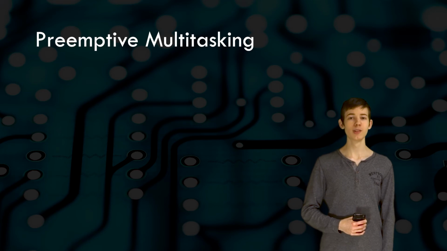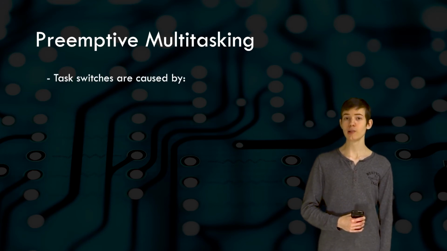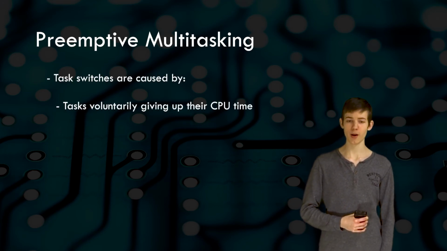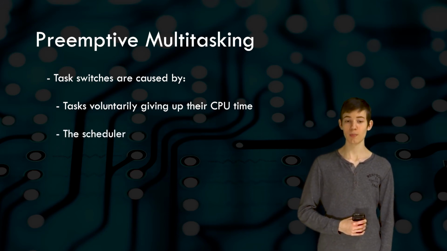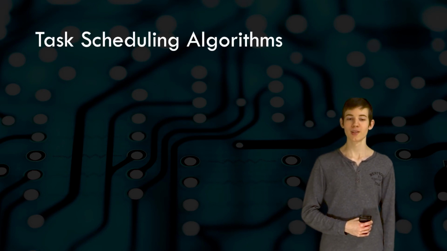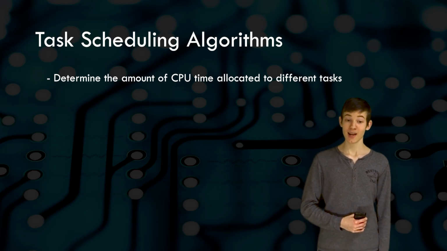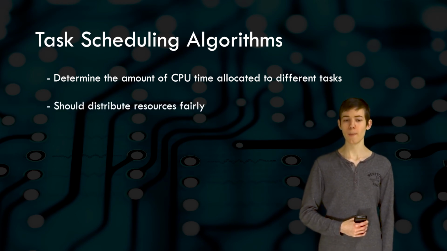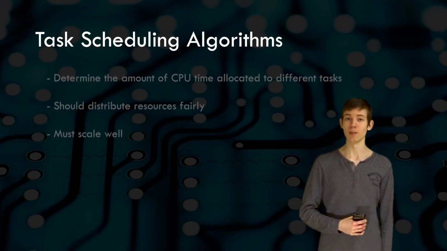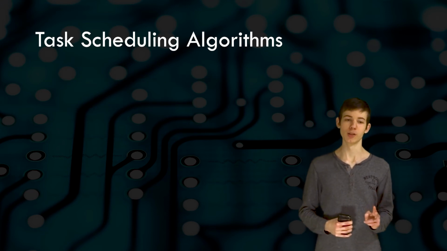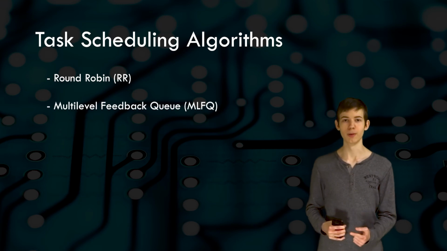In a preemptive multitasking system, task switches are not only caused by the task voluntarily giving up its CPU time, but also when the scheduler decides that the task has used up its allotted time or a higher priority task needs to run. And with this we get to probably the most interesting part of this video. Task scheduling algorithms. They determine the amount of CPU time allocated to different tasks. They should distribute resources fairly among all tasks and must scale well. Let's compare two algorithms with each other, round robin and multi-level feedback queue.